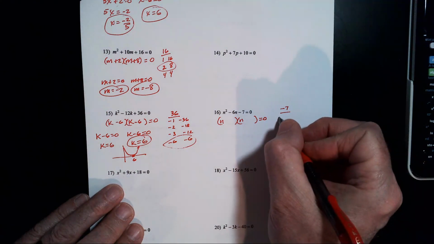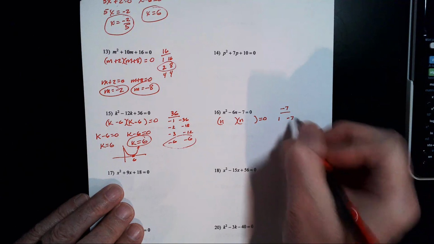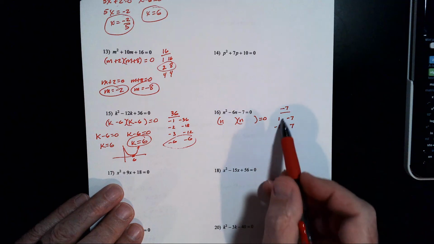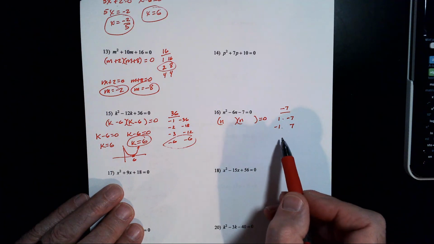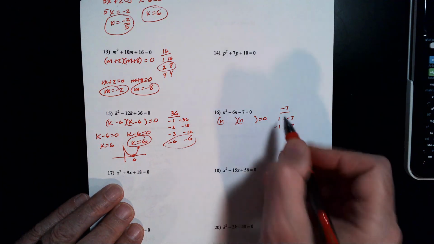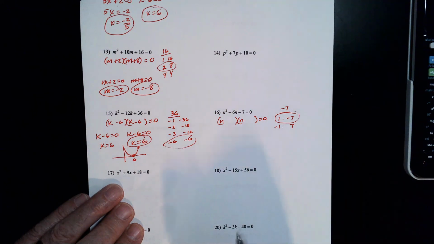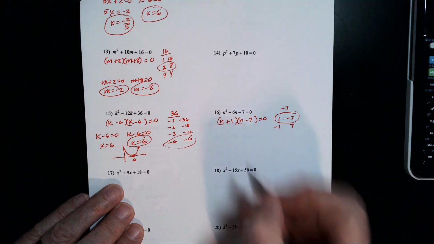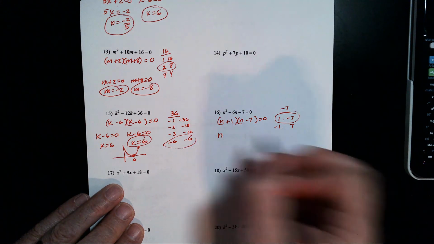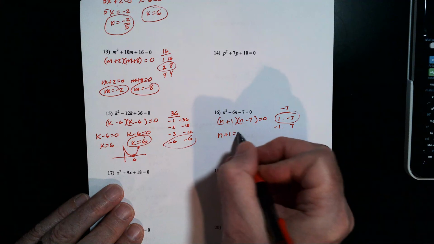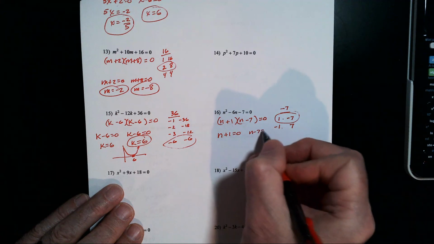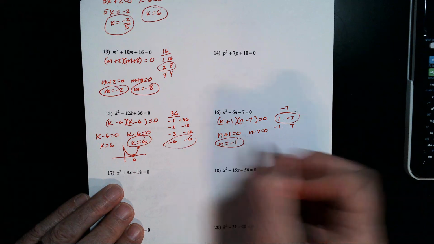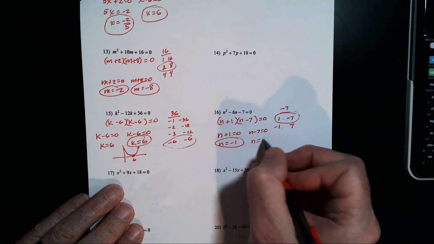So is it going to be +1 and -7, or is it going to be -1 and +7? Which of those pairs, when you add them together, you get -6? Well, it would be this one right here, wouldn't it? So that's going to be +1 and -7. Using the zero product property, you got n plus 1 is equal to 0, n minus 7 is equal to 0. So n would equal -1 here, and n would equal +7 there.